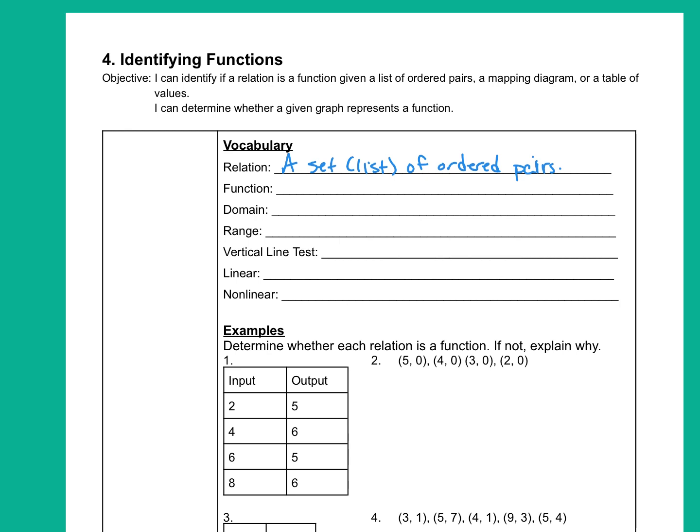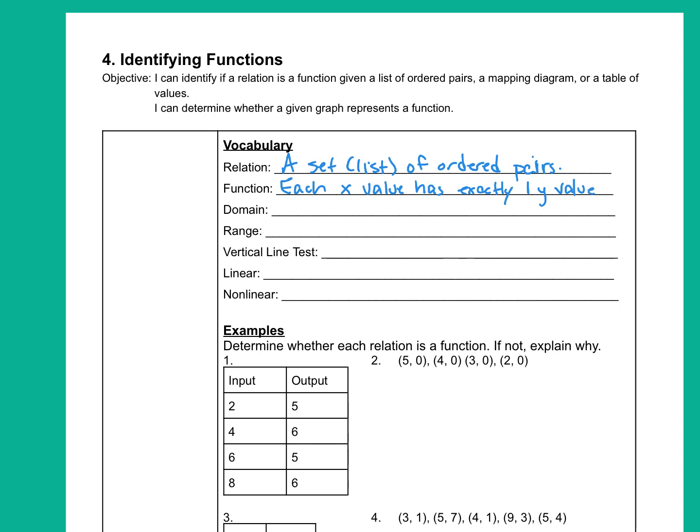A special type of relation, so a special list, is called a function, and this is when each x value, so that's the first number, has exactly one y value. And as we look at examples, we'll see what that means.